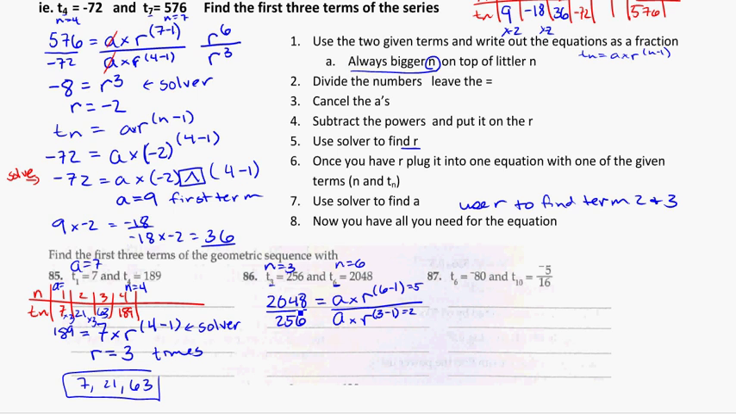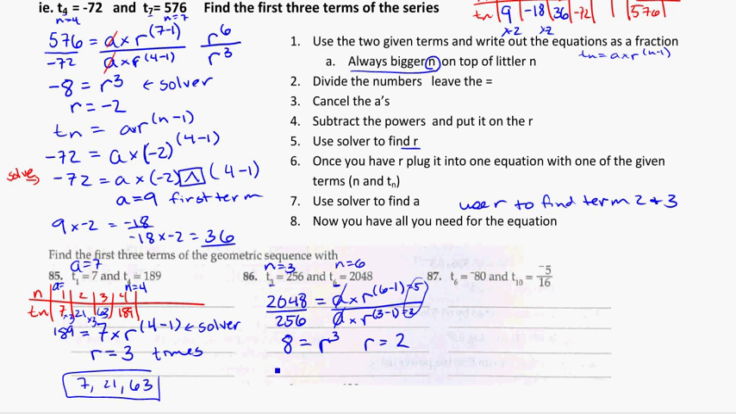So I'm going to divide 2048 by 256, and you're going to get 8 is equal to, we cross out the a's, we're going to have an r, and it's going to be to the power of 5 minus 2. So 5 minus 2 is 3. So you can simplify the 6 minus 1 is 5, and the 3 minus 1 is 2 first, and then we're going to look at subtracting 5 and 2. So 5 minus 2 gets me to 3. You can put this into solver, and you will get r is equal to 2.